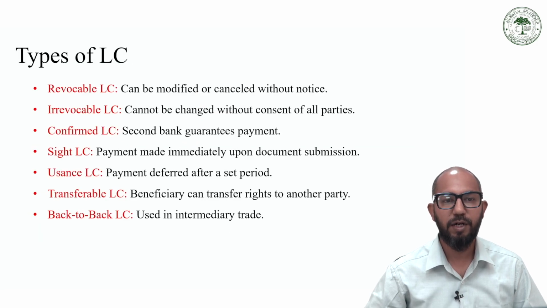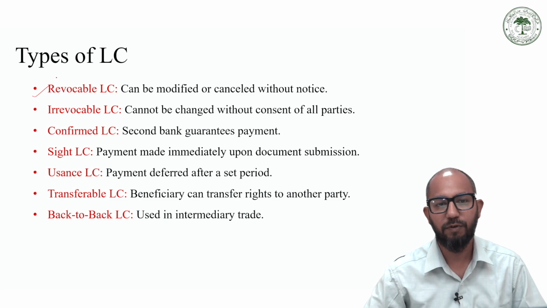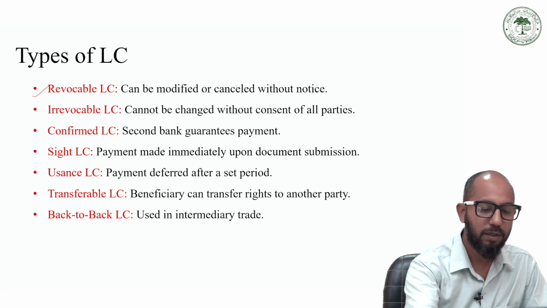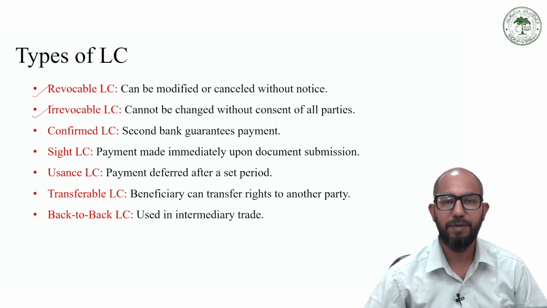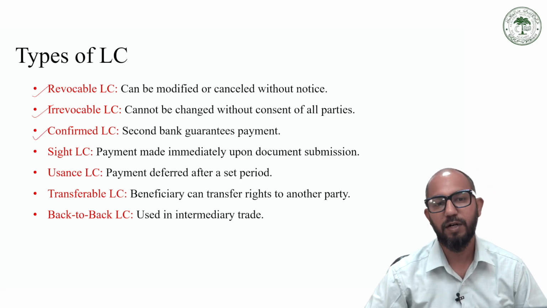Let us now try to see the different types of letter of credit which are used in international trade. The first is a revocable letter of credit which can be modified or cancelled without notice by either party. The second is irrevocable letter of credit which cannot be changed without consent of all the parties. The third is confirmed letter of credit which is the second bank guarantees payment under this.